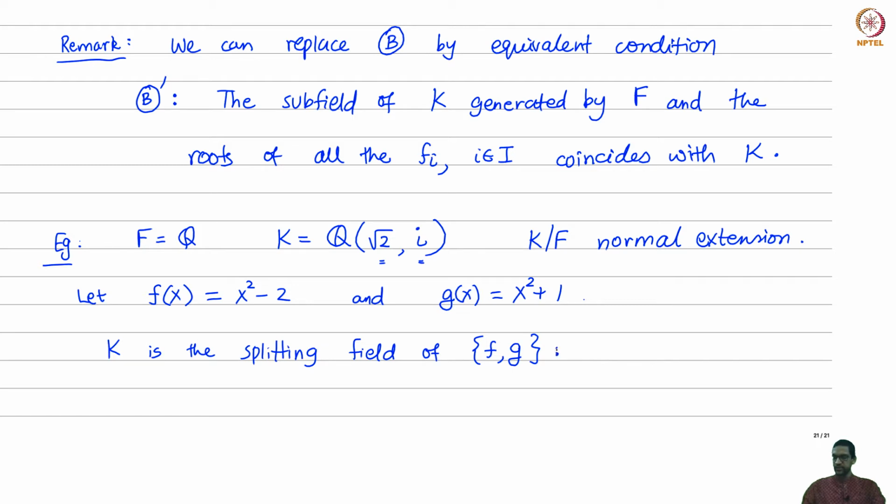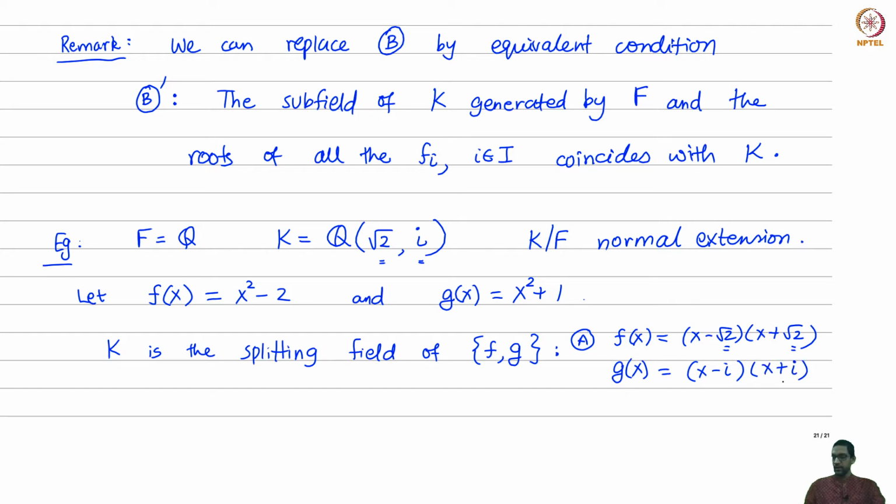Let's verify the two conditions quickly. A: both of them should split over this field. That's fairly obvious, because over this field f splits as x minus root 2 times x plus root 2, and both minus and plus root 2 are in this field. g(x) similarly splits as x minus i times x plus i.